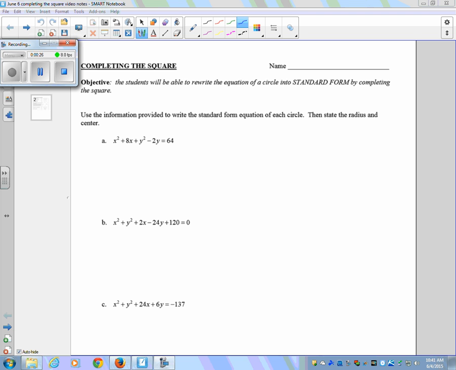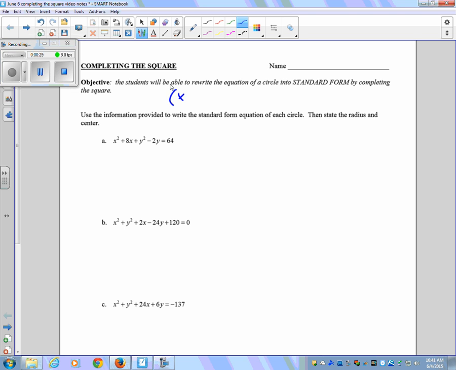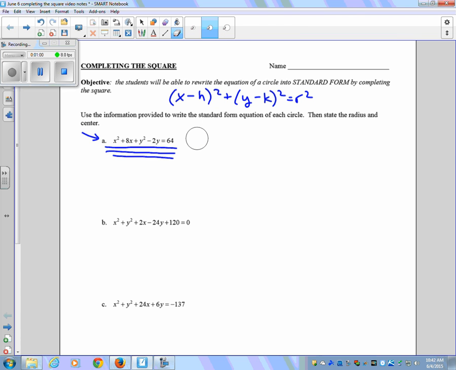This is for writing the equation of a circle, which we learned in standard form, when they give you an equation that's not in standard form. So this is a technique for turning this equation into standard form, because from the equation they give us here, we can't tell what the center or the radius is. That's not in the right form. So we have to transform this into standard form so that we can know the center and the radius.